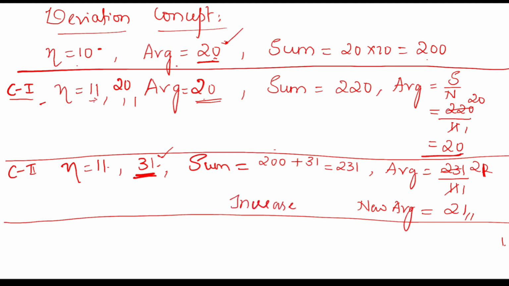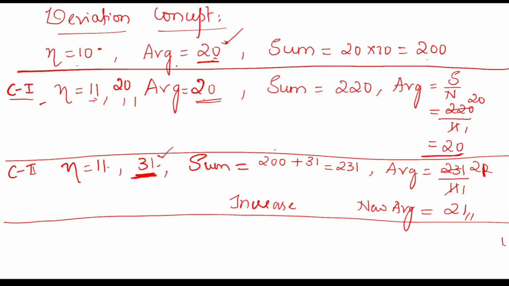Okay, if the new person, whoever is coming, it can be the weight of a teacher, or it can be anything else. If the weight of the teacher is more than the previous average given in the problem, then the new average will always be more. It will always increase.